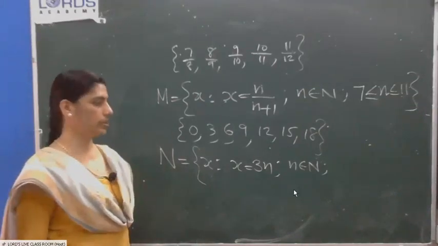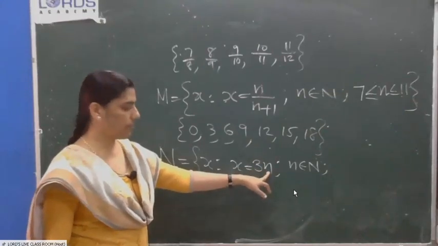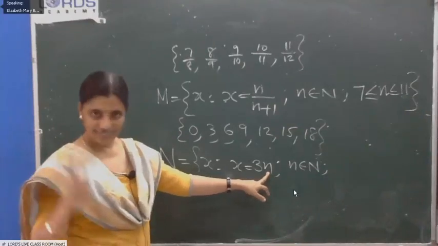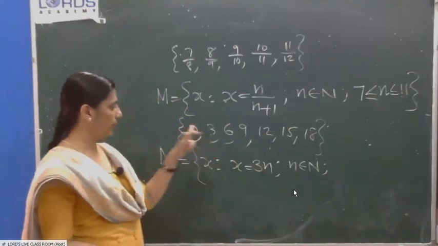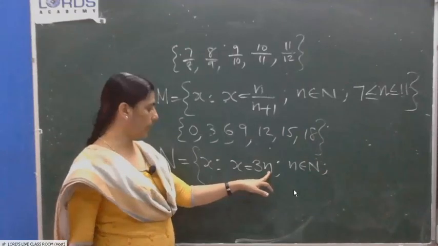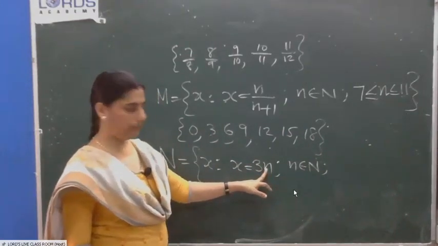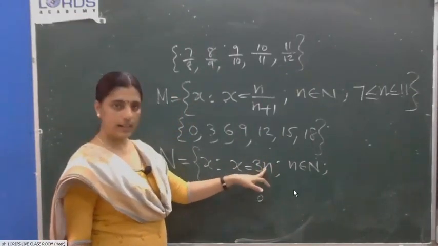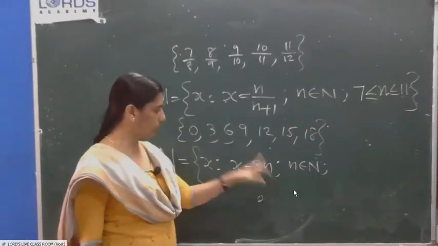Which all natural numbers you tell? N, which all natural numbers? First n, which value? If you are giving 3 into 3, first you will get this 9. So where are these elements? When n is 0, then only this will be 3 into 0, 0. For first n value 0, then next n value 1. When you are giving n as 1, 3 into 1, 3. Then n equal to 2, 3 into 2, 6.